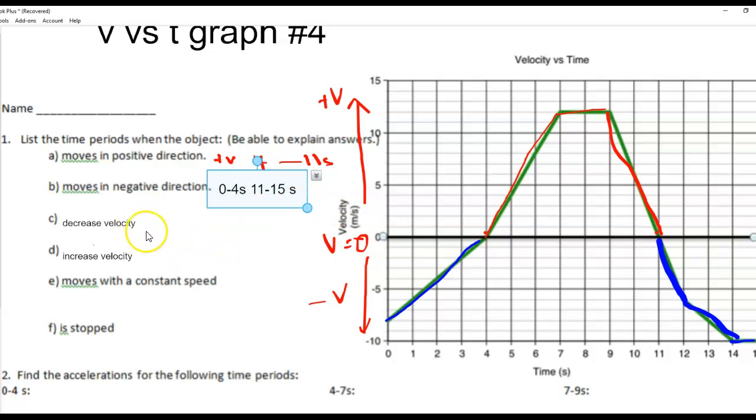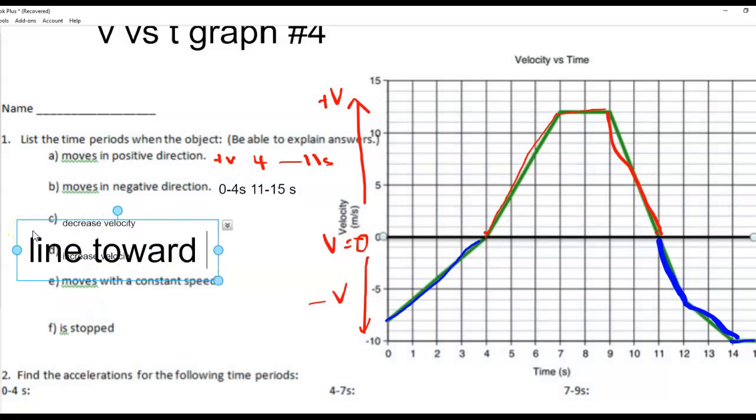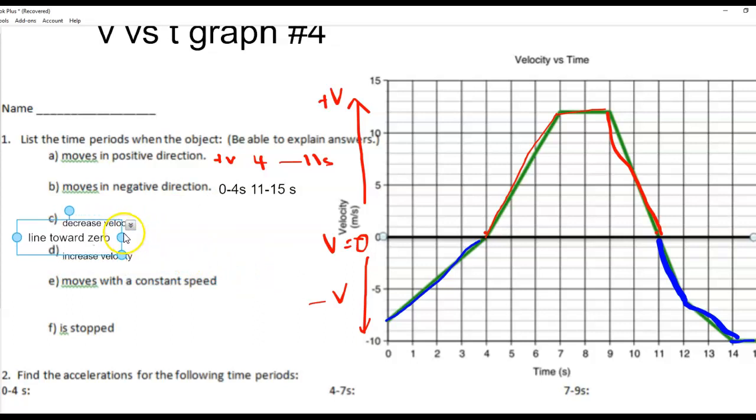Decreasing velocity, increasing velocity, that's where we talked about how the lines move. So if the line moves towards zero, if you remember your gauge on your speedometer, if the line moves towards zero, the number gets smaller. That means you're decreasing your velocity. So that occurs at the times when the line is going towards zero. If you remember that gauge example that I did before, that's fine. So this line here, there to there, that's moving towards zero. That's another section moving towards zero.